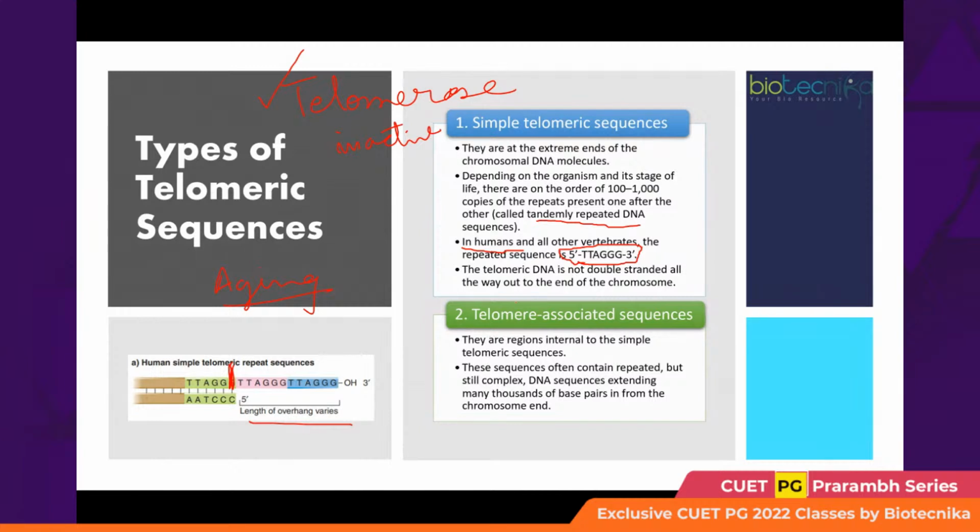The other type of sequence that is present in the telomere is the telomere associated sequence. They are regions internal to the simple telomeric sequences. These sequences often contain repeated but still complex DNA sequences extending many thousand base pairs in the form of chromosome ends.